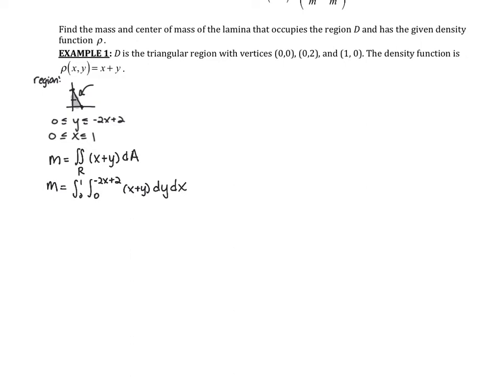Now, with this iterated integral, we deal with the integral with respect to y first. So we would have xy plus y squared over 2 evaluated from 0 to negative 2x plus 2, and that would be inside the integral from 0 to 1 dx.